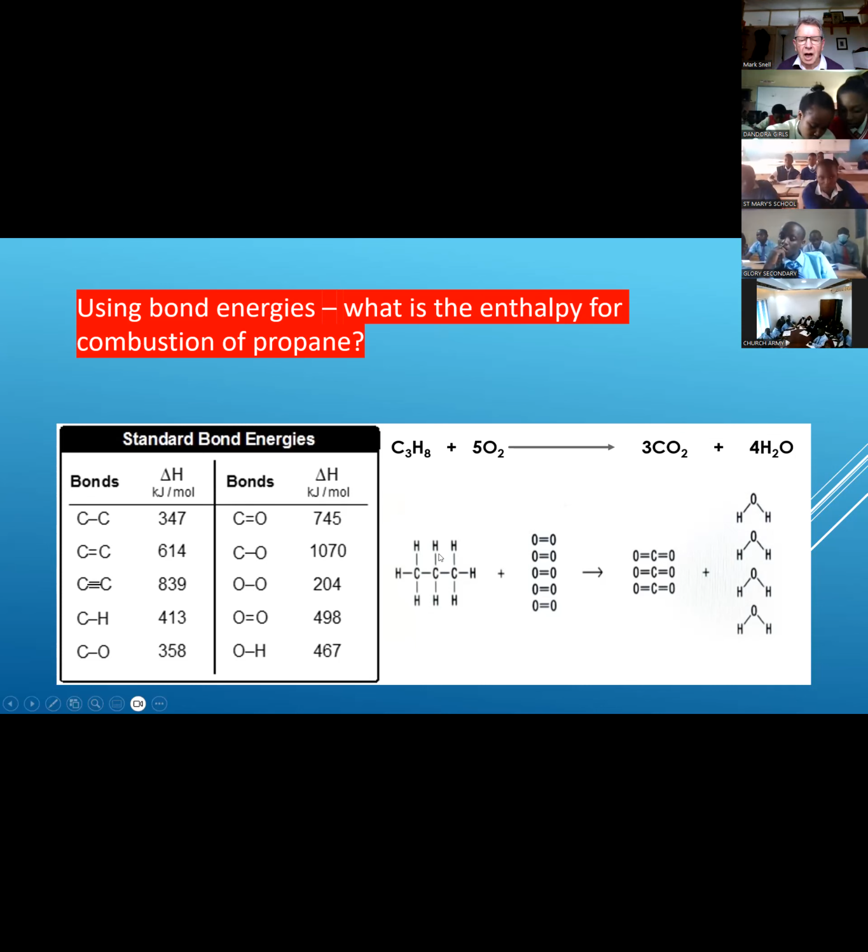Then I add up. If you look at propane, I have 8 hydrogen-carbon bonds. Each one of those little lines there is worth, according to this table, 413. So I take 8 times 413, and I add that to the 694 for those two. And then I add up 5 of the oxygen double bond oxygen. Each one of those is 498, so it's 5 times 498. So I add up all of that. That is a good start. That would be worth 1 mark on its own.